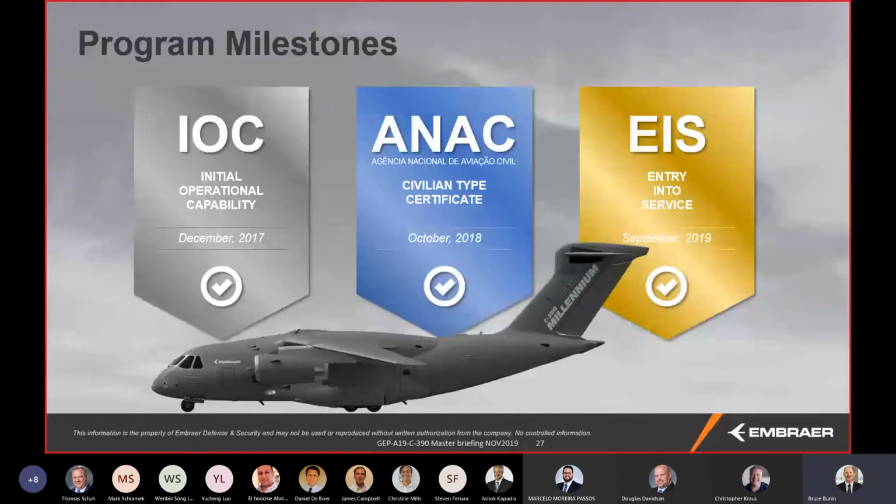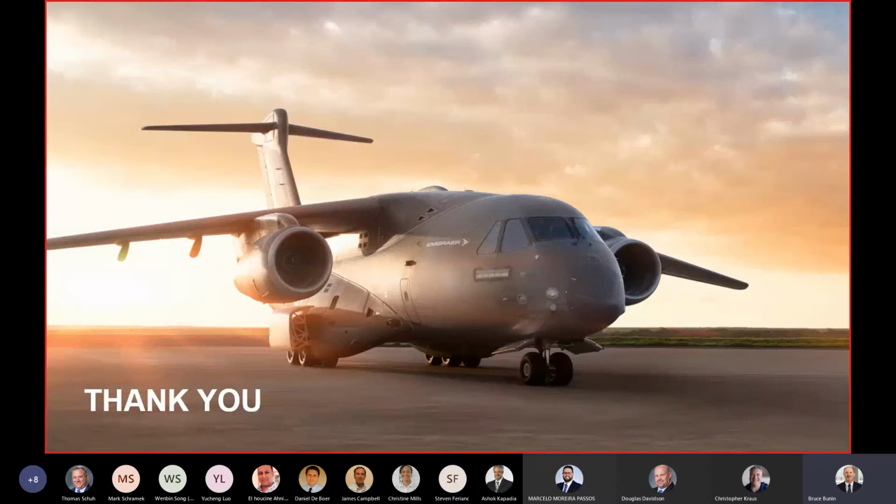These are the milestones that we've hit. The IOC was declared by the FAB in 2017. I mentioned the ANAC type certificate, which came a year later. And then the first delivery to the Brazilian Air Force was just a little over a year ago. And we're still working in flight tests and some development tests to get to the point of a full military flight certification by the Air Force, and we expect that to happen sometime next year.